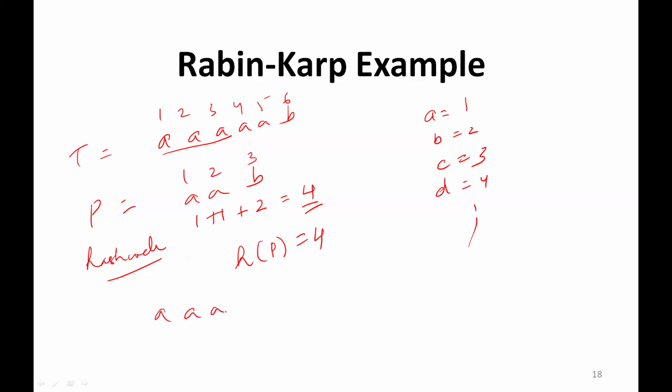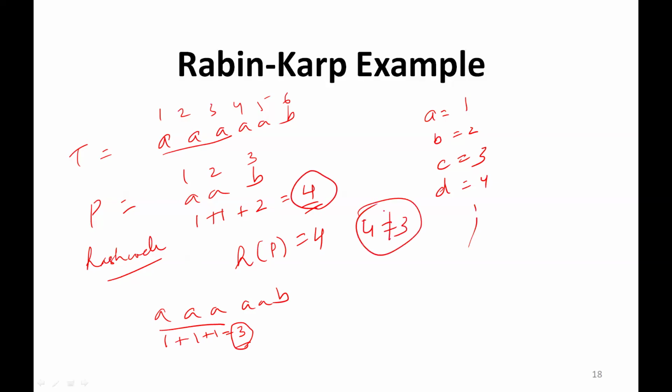So it is A, A, A. The first three is 1 plus 1 plus 1. What is the hash code? 3. The hash code of this one and the current pattern's hash code, are they the same? No, they are not the same. So is there any need to match the strings? No, there's no need to match the strings. So we can move forward. That is the advantage of using this hash algorithm.